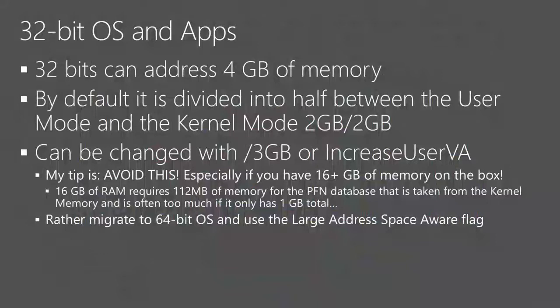What if you have old software that can only address 32 bits as a value? If you change it from a binary mode to a decimal value, you can see that you can't really show anything bigger than 4 gigabytes. So that's why it was divided into 2: 2 for user mode, 2 for kernel mode. Then Exchange was one of the first ones. Exchange and SQL Server started to demand more user mode memory, so Microsoft came up with the /3GB switch. After that, it was a BCD store entry of increaseuserva. Those can change it so that your user mode gets 3 gigs and your kernel mode gets 1 gig.